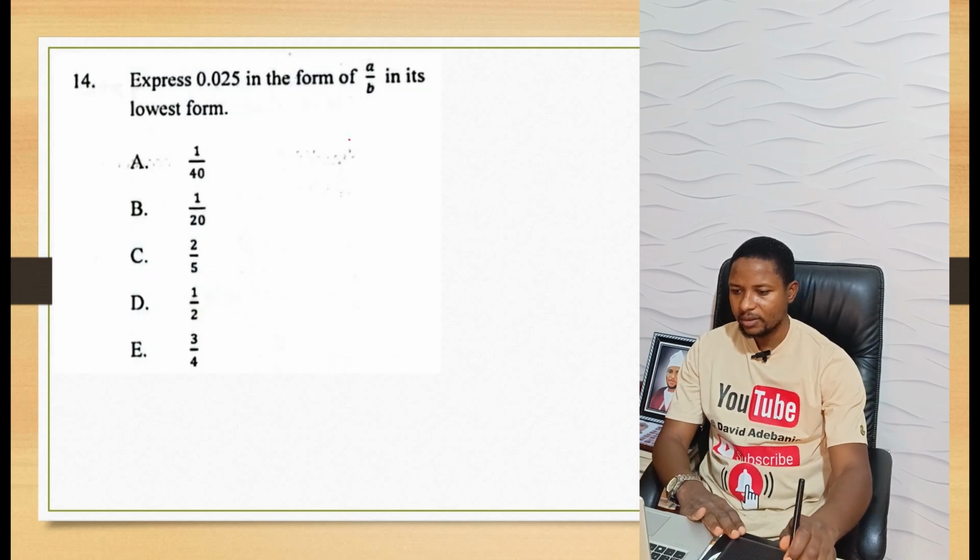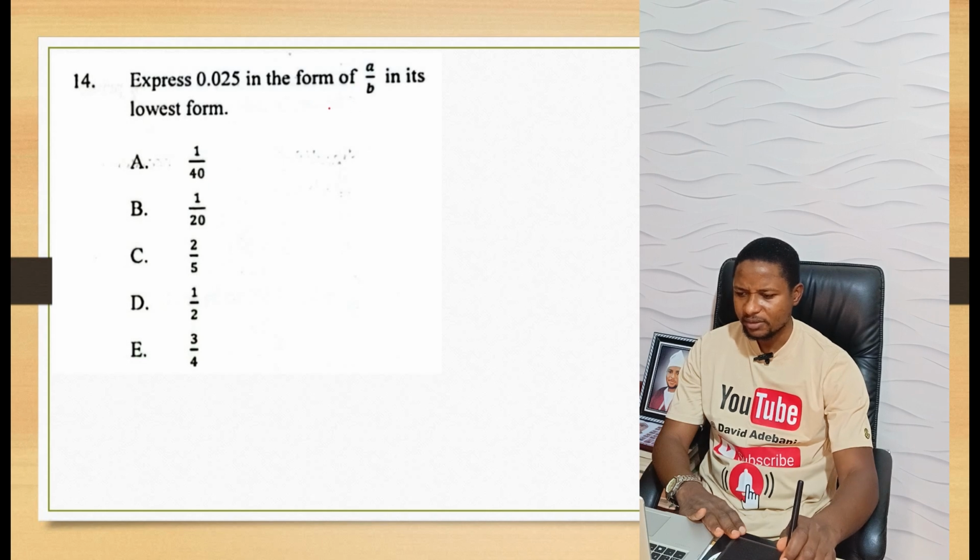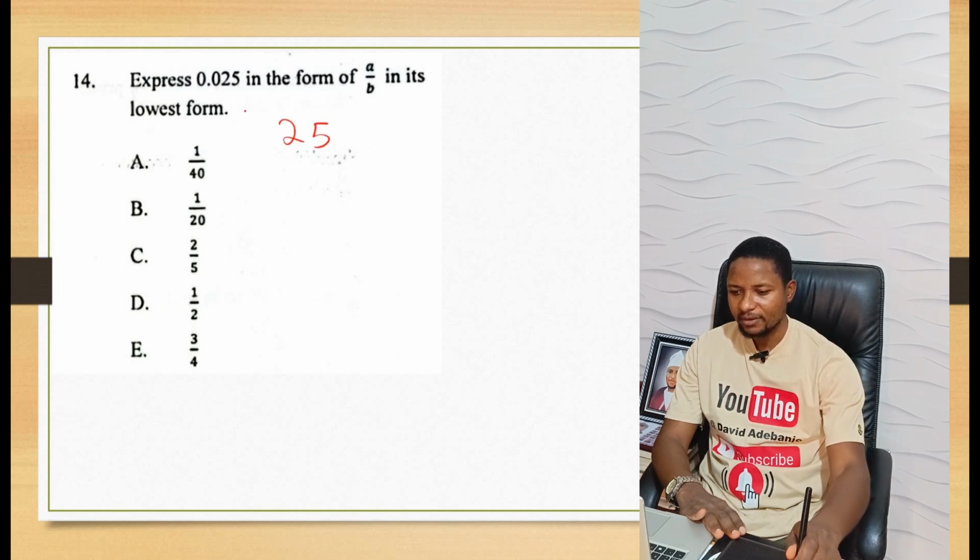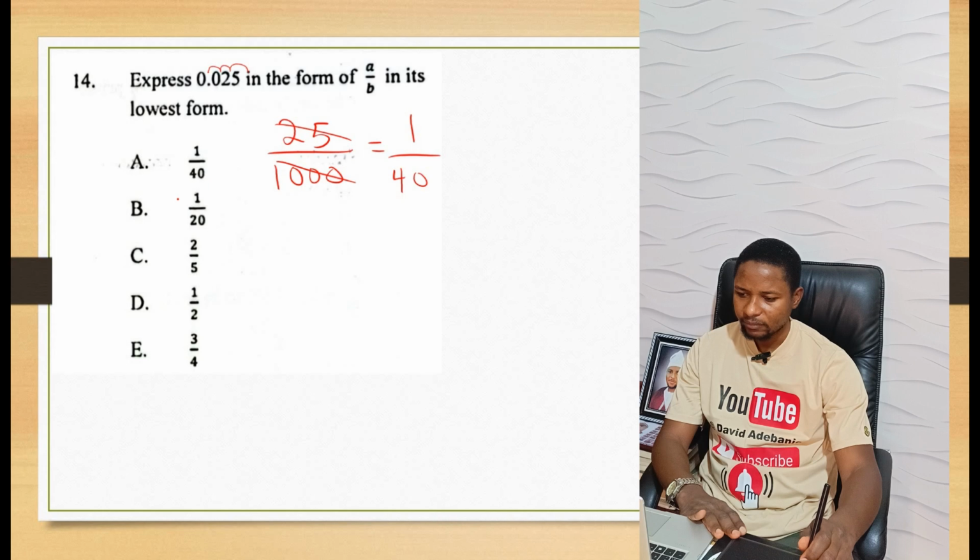Alright, express this in the form of A over B, just as a fraction in its lowest form. So that's 25. Then move the decimal point to the front of 5. How many times is that? 1, 2, 3. So you have it over 1 and 3 zeros. That's over 1,000. If you know your 25 times, like I said, 1 in 25, 4 in 100, that will give you 1 over 40, which is option A.